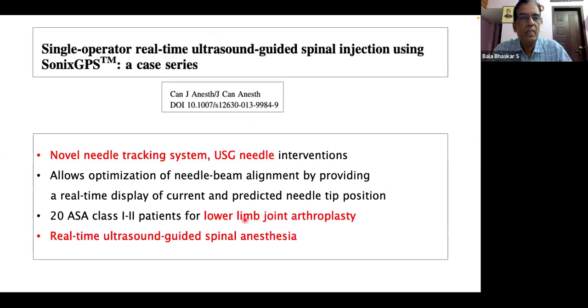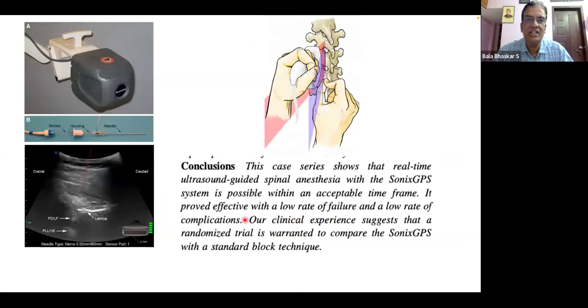So look at this publication: single operator real-time ultrasound guided spinal injection using Sonic's GPS TM. It is a publication where the authors speak about a novel needle tracking system using ultrasound, which benefits in correct placement of the needle in the intended block area, and it will allow for optimization of needle beam alignment. So they picked up about 20 patients posted for lower limb replacements, and they used ultrasound guided spinal anesthesia. It is spinal anesthesia per se. So they describe in detail what this device is, what this needle is, what the ultrasound image is in terms of its guidance, and the actual technicalities in the form of an illustration, right? So this is what we can see here.